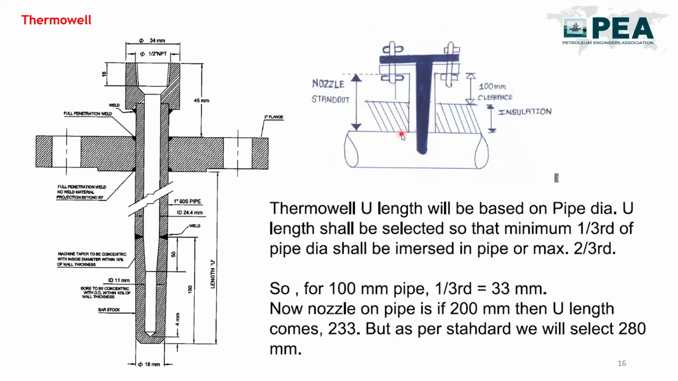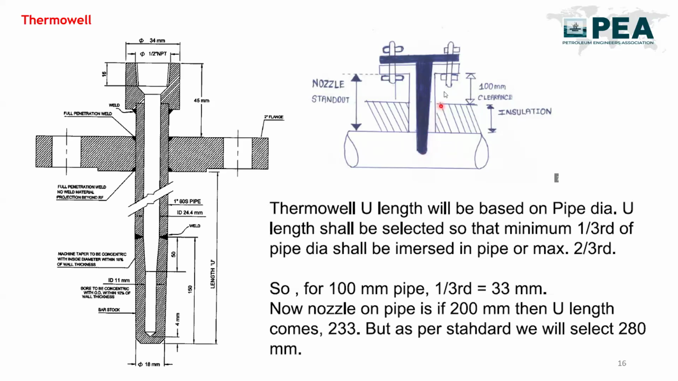The conventional theory is that the thermowell U length will be selected on the basis of pipe diameter in such a way that the insertion or immersion length should be a minimum of one third of the pipe diameter or a maximum of two thirds of the pipe diameter. Suppose your pipe diameter is 100 mm, then one third means 33 mm is the minimum immersion length inside the pipe, and 66 mm will be the maximum immersion size we can take for the thermowell.